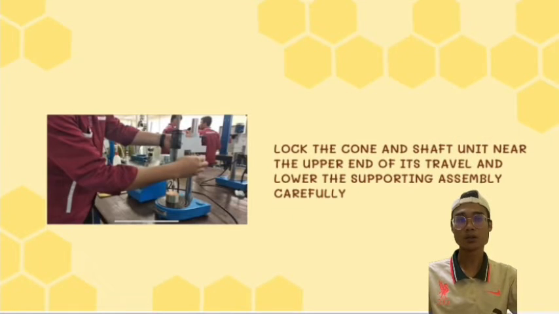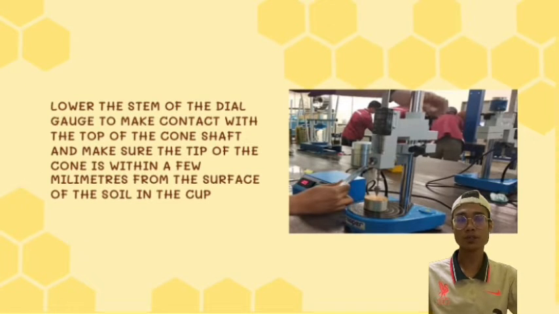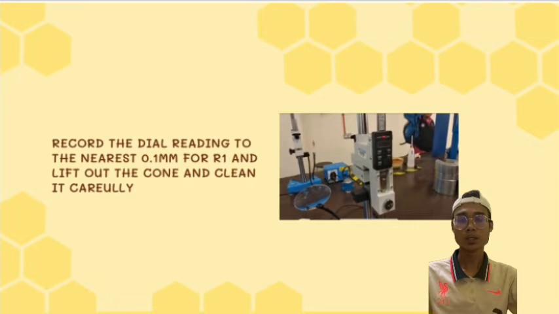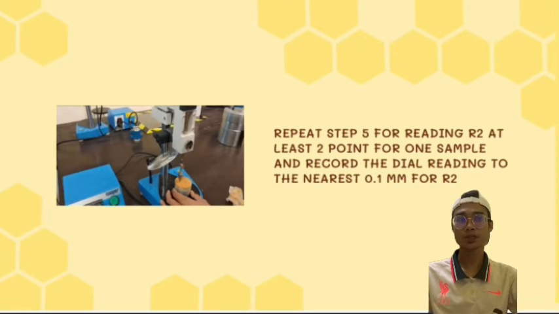Next, lock the cone and shaft unit near the upper end of its travel and lower the supporting assembly carefully. Next step, lower the stem of the dial gauge to make contact with the top of the cone shaft and make sure the tip of the cone is within a few millimeters from the surface of the soil in the cup. And the next step, press the button to allow the cone to fall and wait for 5 seconds. Next, record the dial reading to the nearest 0.1 mm for R1 and lift out the cone and clean it carefully. Next, repeat the step for reading R2 and record the dial reading to the nearest 0.1 mm for R2.